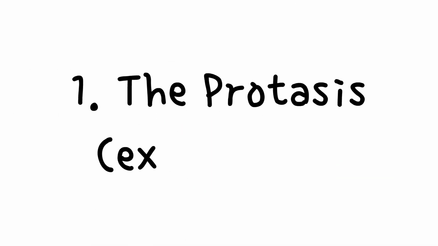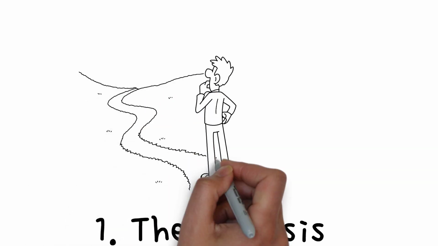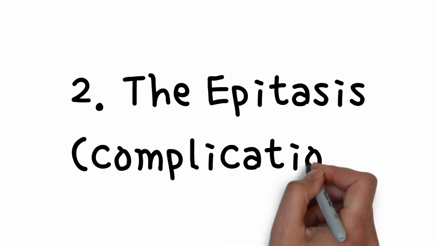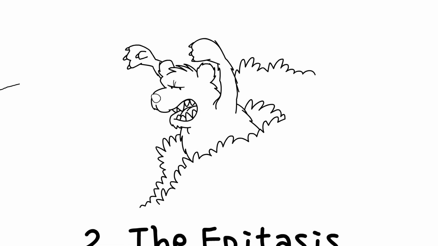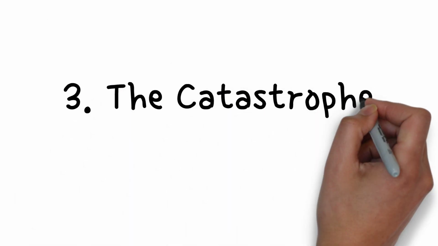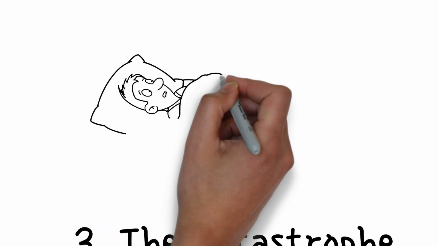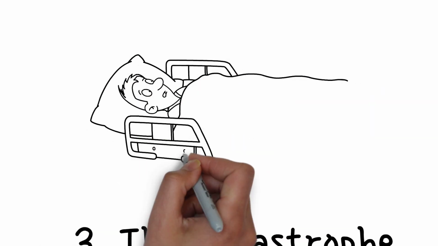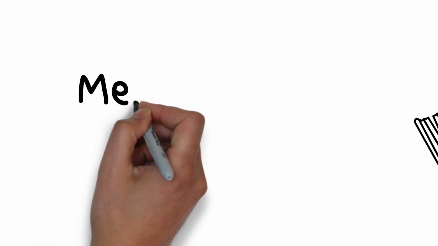1. The protasis. This is the exposition where we meet the main protagonists. 2. The epitasis. This is the complication where things take a turn and don't go to plan. 3. The catastrophe. This is the resolution, where the story finds closure, whether happily or not. So that is the rule of 3 demonstrated in story arcs.